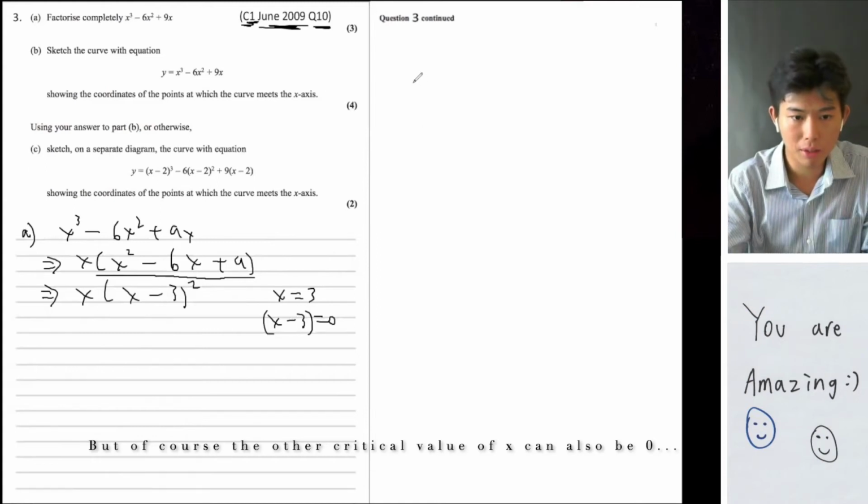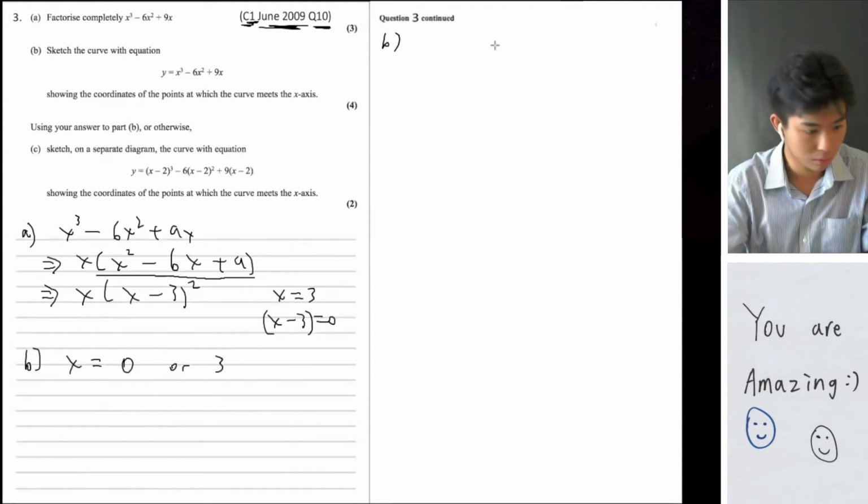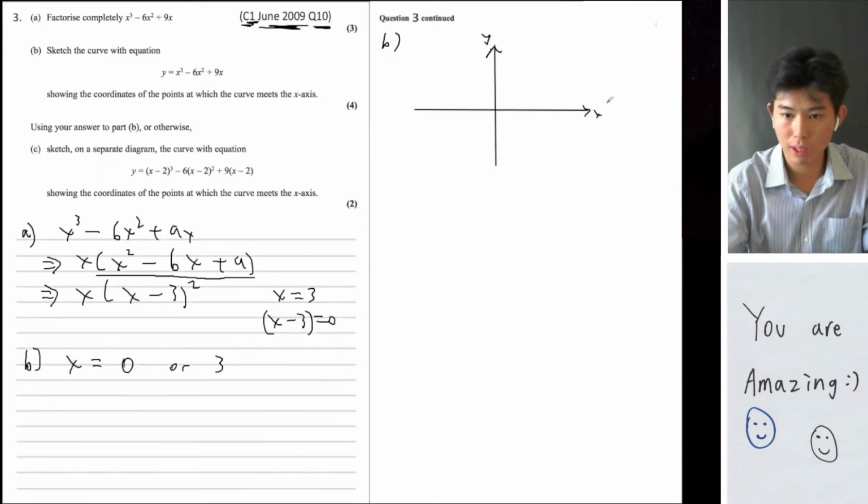And for part B, they want us to sketch the curve x cubed minus 6x squared plus 9x. First thing first, we have to find the critical values of x. So x would be equal to either 0 or 3. That's it. So let's draw a graph now. This one will be y, and this one will be x. All we know is that this point here will be the critical value, and 3 here will be the critical value. Now we have to know which areas would be positive or negative.